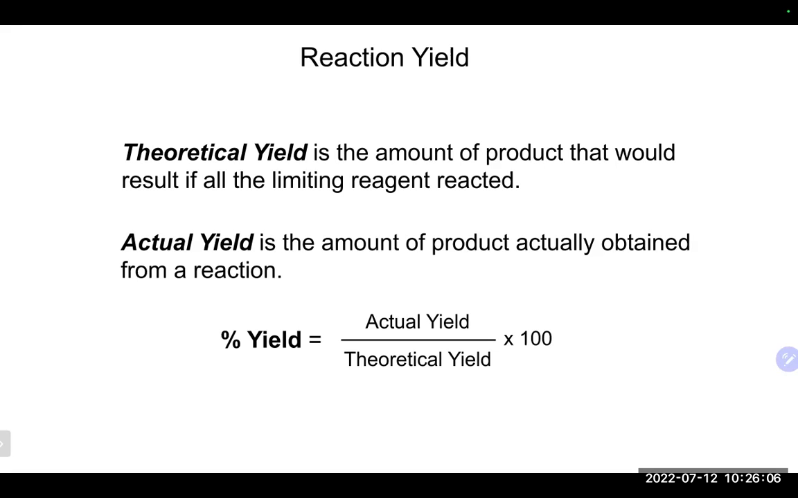The percent yield is the actual yield divided by the theoretical times 100, and it tells you how good the reaction went. Closer to 100 is what you're shooting for. If you got a percent yield of 20, you did a pretty poor job. You've lost a lot of stuff along the way. If you got in the 90s, that's really good.